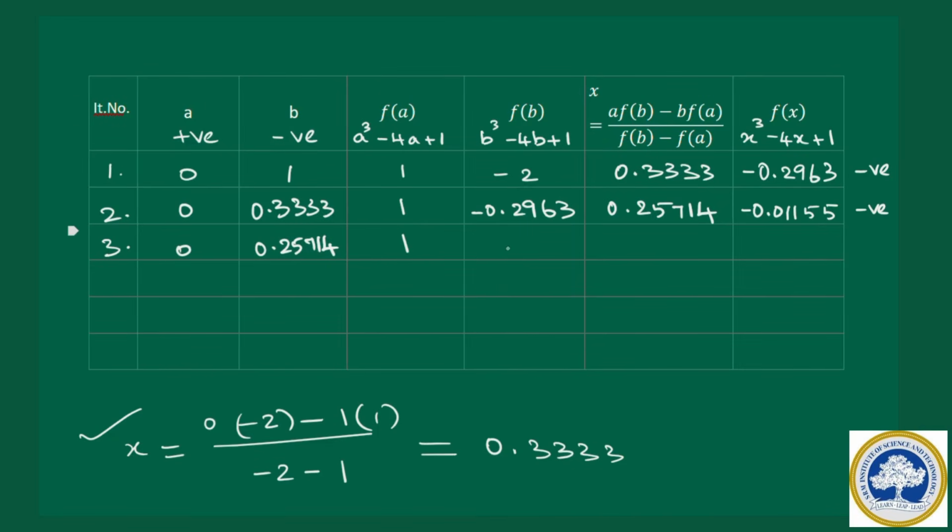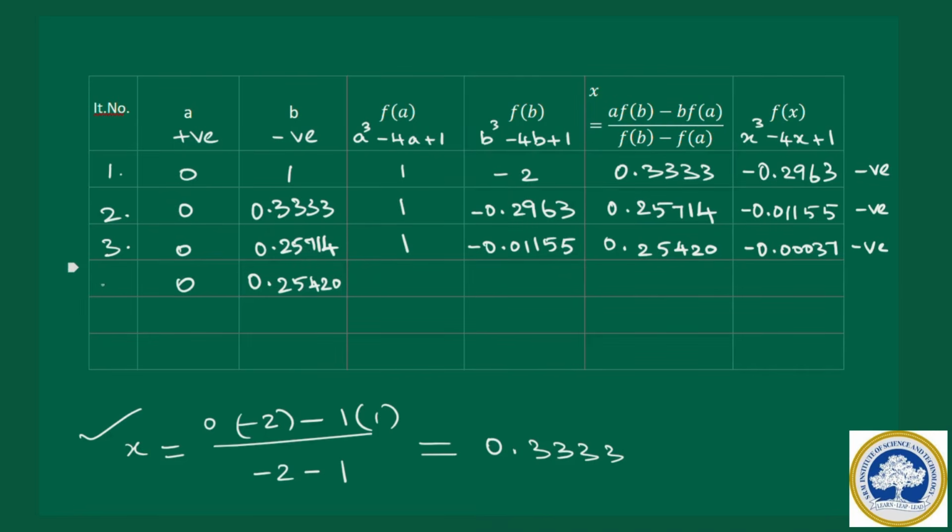A will remain the same for the third iteration. Here we can replace this value directly here, 0.01155. This we have to calculate. So calculating it, we will get 0.25420. Again for this, f of x will be minus 0.00037. Again this is negative. So negative means this b should be replaced by the new value.